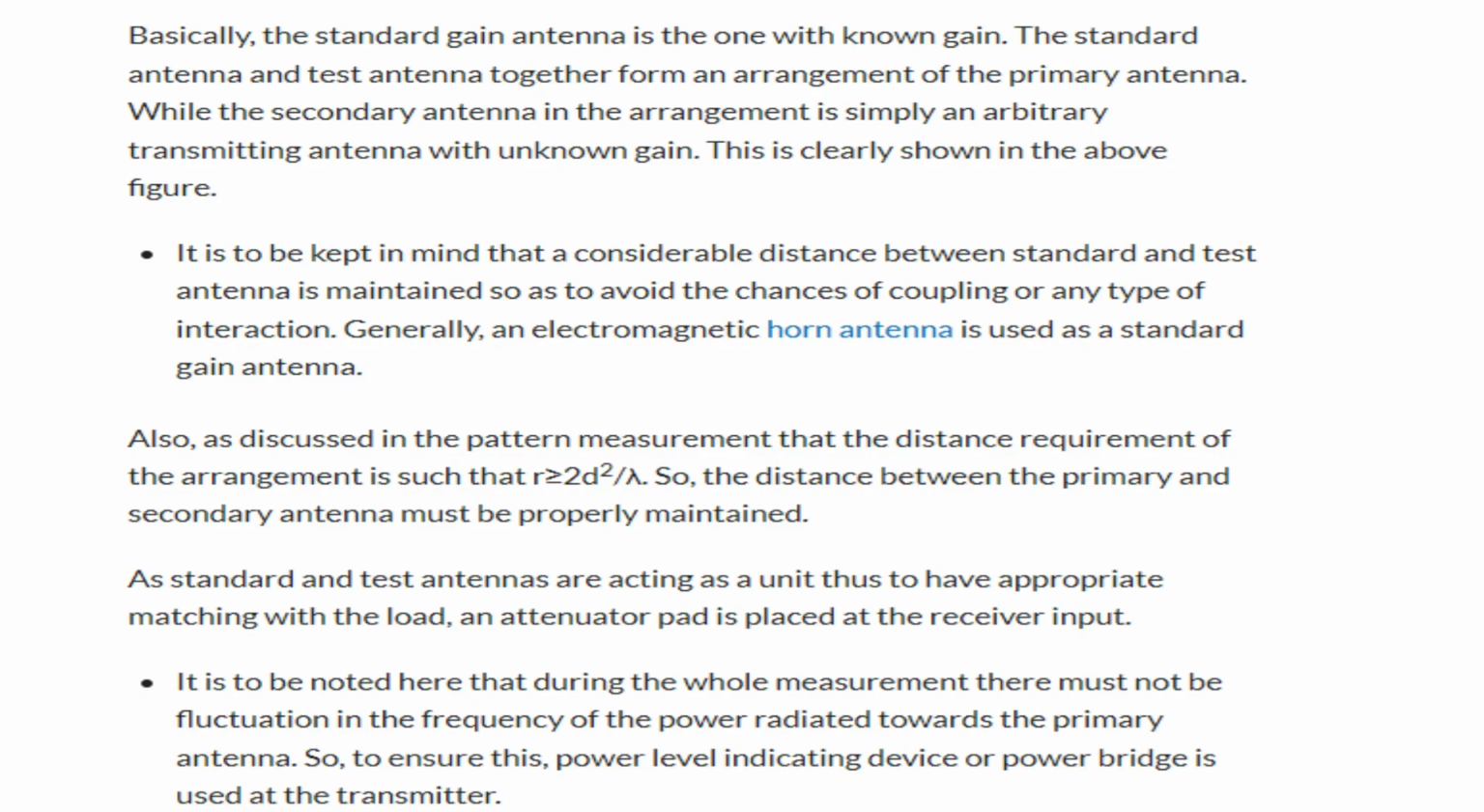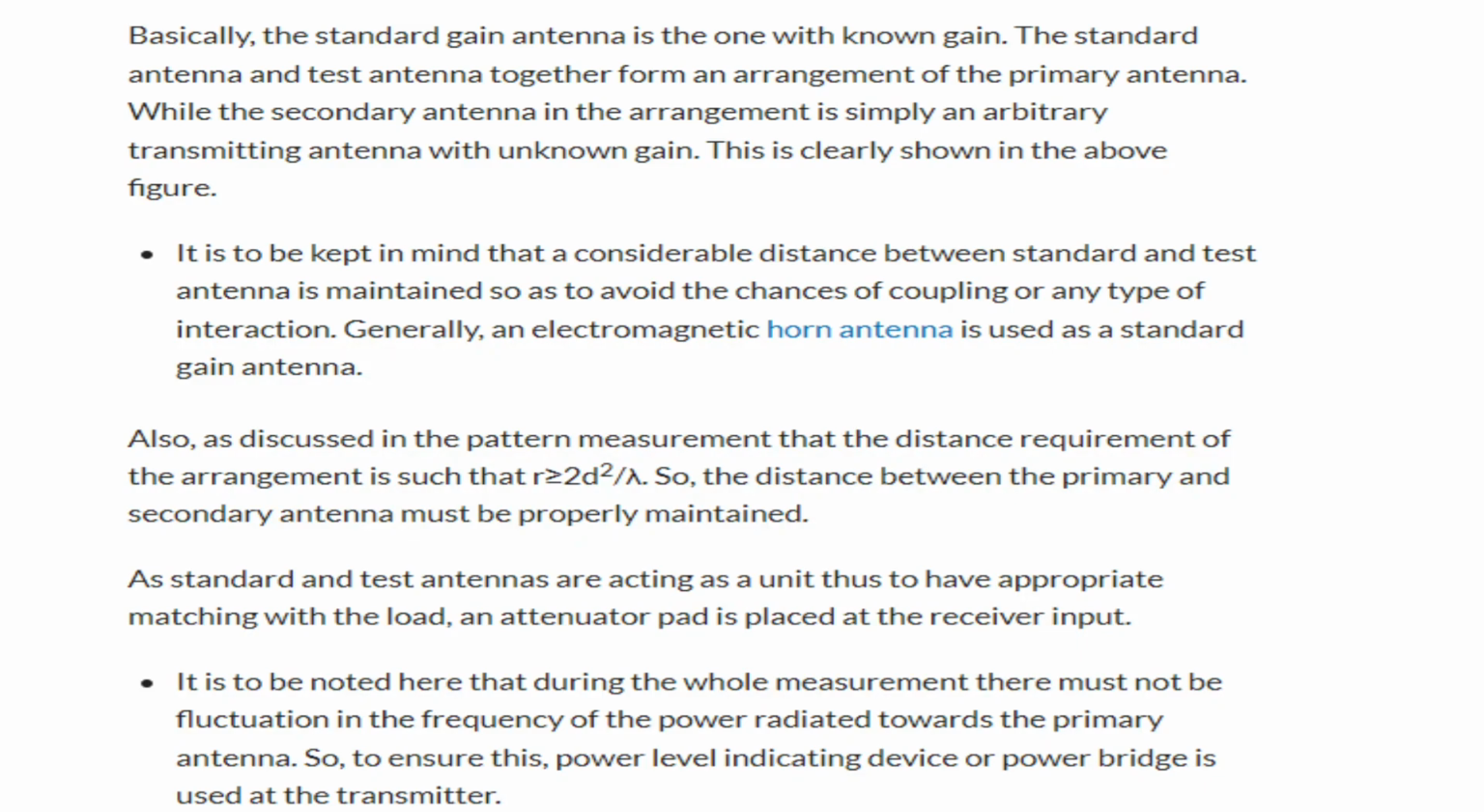Generally, an electromagnetic horn antenna is used as the standard gain antenna. Also, as discussed in the pattern measurement, the distance requirement of the arrangement is such that r is greater than or equal to 2d square by lambda. So, the distance between the primary and secondary antenna must be properly maintained.